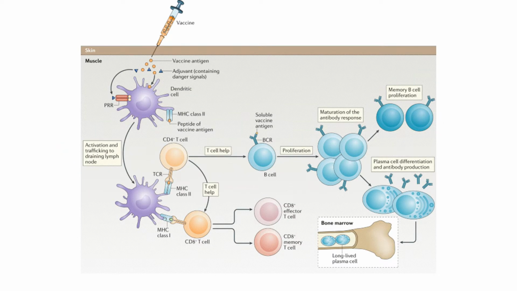The immune response following immunization with a conventional protein antigen is depicted in this diagram here. First, when a vaccine is injected into the tissues, the protein antigen is taken up by dendritic cells, which are activated through pattern recognition receptors, and then traffic to the draining lymph node. Here, the presentation of peptides of the vaccine protein antigen by MHC molecules on the dendritic cell activates T cells through their T cell receptor.